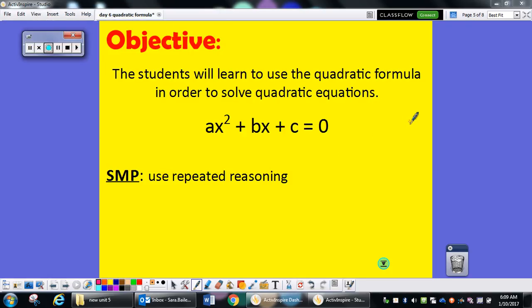Your objective today is that students will learn to use the quadratic formula in order to solve quadratic equations. The main difference from last class and today is we are solving today, which means we're going to get an x equals. We're using the quadratic formula today, and all of our equations are now set equal to 0. Next class we'll probably use some different methods to find our x's.